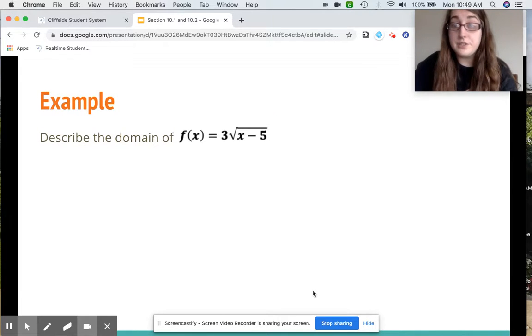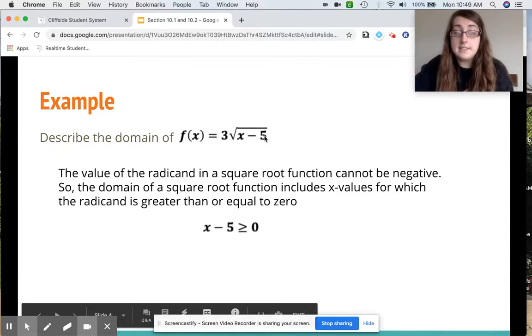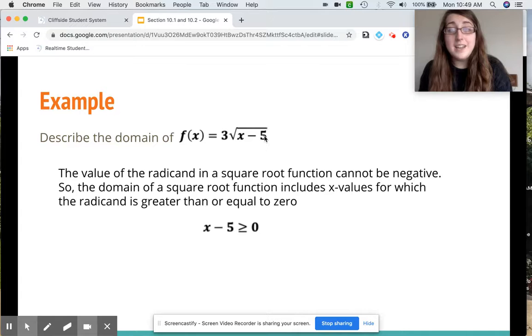Okay, so what we're going to do now is describe the domain of this problem. So what you're going to do is look at the radicand, because you remember you cannot take the square root of a negative. If you take the square root of a negative, you end up with no real solution. So what we're going to do is be taking the value of the radicand and setting it equal to 0. And the value of your radicand must be greater than or equal to 0. And from there, you can identify your domain. So take the radicand, x minus 5, and it has to be greater than or equal to 0, because again, you cannot take the square root of a negative number.